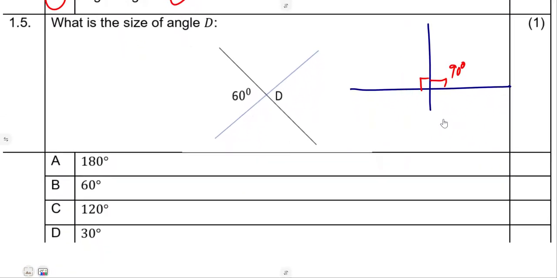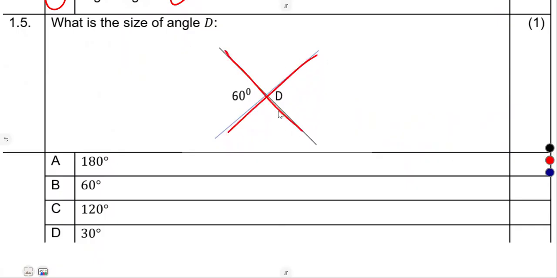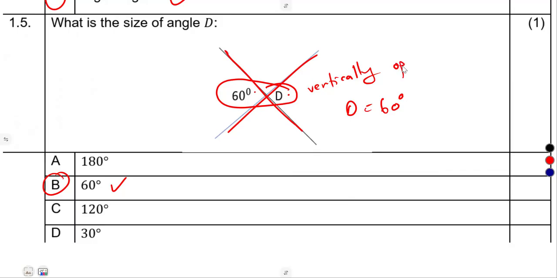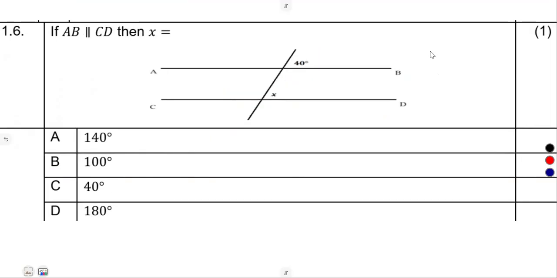And 1.5, what is the size of angle D? Angle D from vertically opposite angles, we do understand they are equal. So angle D is 60 degrees. Vertically opposite angles. So here we are talking about what? Vertically opposite angles. They are equal.